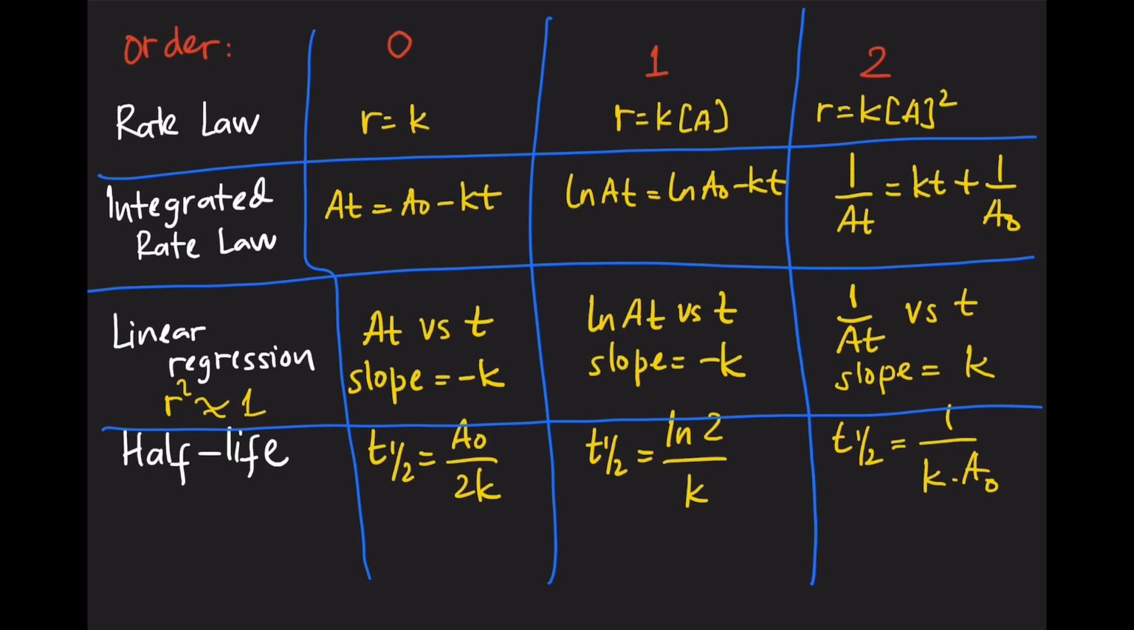And finally, we also have the half-life for each of the orders. For the 0th order, it is A0 over 2k, like what we just derived in the previous video. For the first order, it's going to be ln 2 over k. You can derive this on your own as well. And for the second order, it is 1 over k multiplied by A0. This table is the heart of the chemical kinetics chapter. Therefore, you really have to understand this, and you also have to remember this very well.